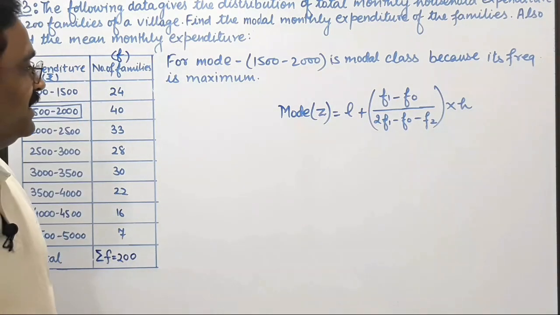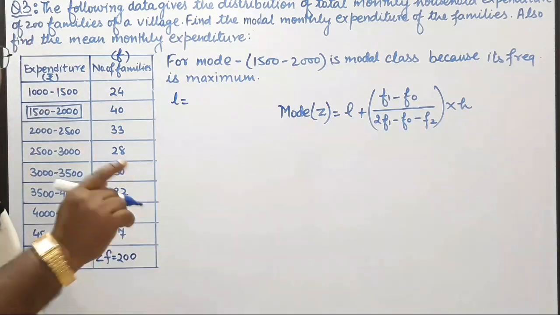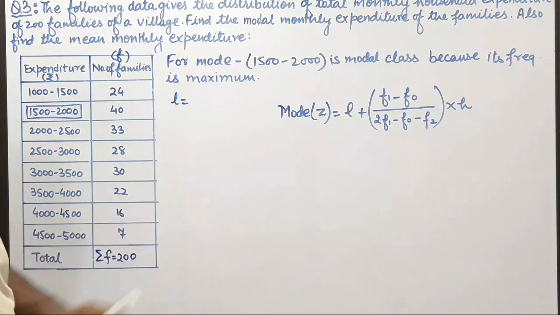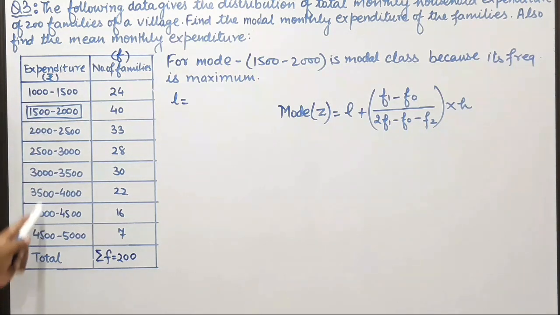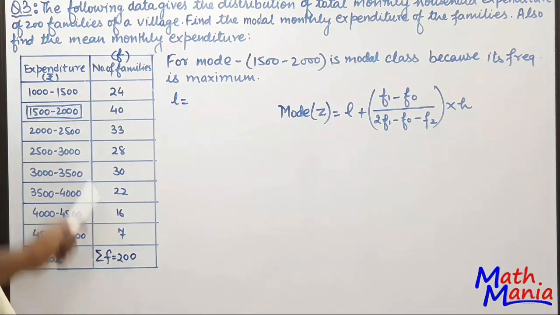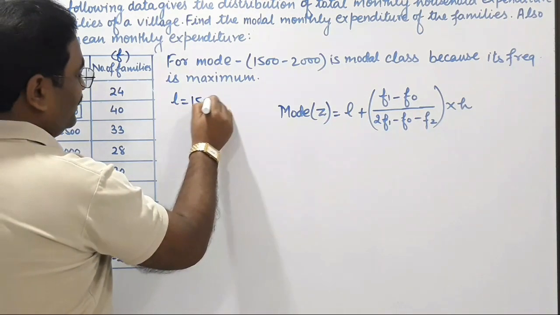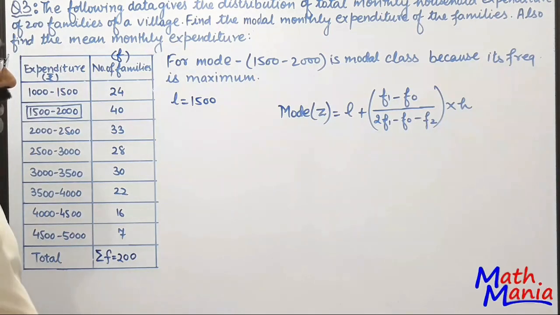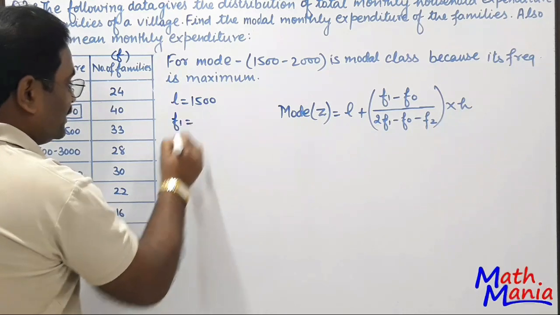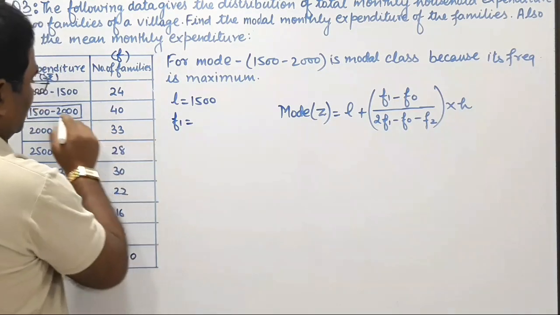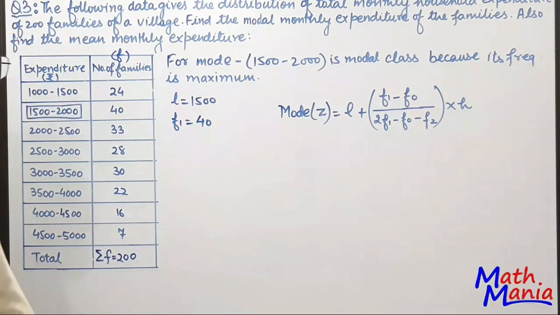So let us see. First term is L. L is the lower class limit of the modal class, the first term of this class interval. So the value of L is 1500. Now we need to find out the value of F1. F1 is the frequency of the modal class, so what is the frequency of this class? 40.